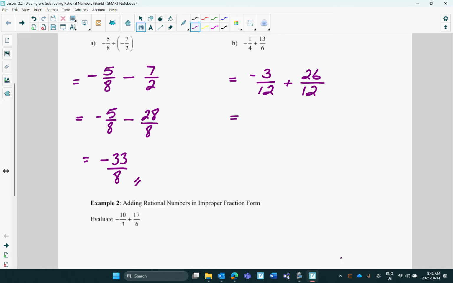Add the numerators. Negative 3. Don't forget, there's a negative. Negative 3 plus 26. 23. Denominator stays the same. Can I reduce? Yeah.